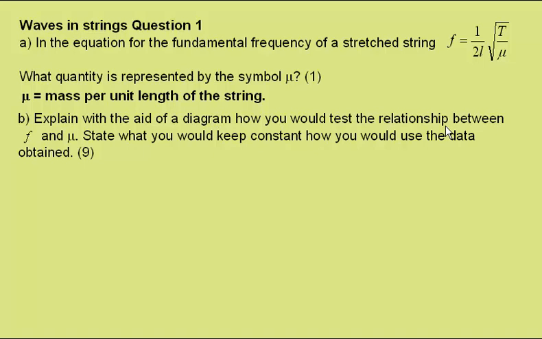In general, when testing a relationship, we change something, we measure something, and we keep everything else the same. Should be at least 2 marks for these details. What we would keep constant? Well, that would give us at least 2 marks for factors we need to keep constant. And how we would use the data obtained, what graph we would plot. So if we aim on at least 2 to 3 marks for each of the different parts of the question, we should pick up most, if not all, of the 9 marks.